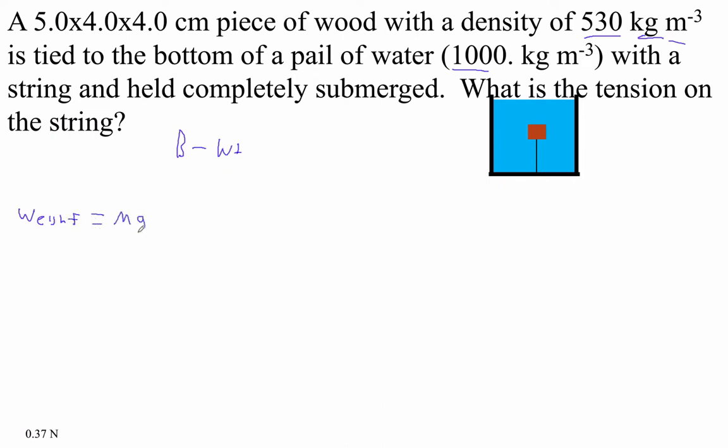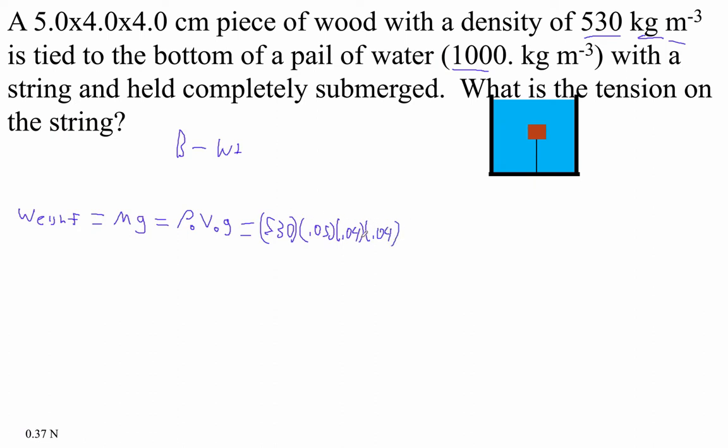So the weight of the object is just m times g, right? Which is going to be the density of the object times the volume of the object times g, right? And I'm using the density formula here, right? So mass is just density times volume. So 530 kilograms per cubic meter, right? Times 0.05 times 0.04 times 0.04.